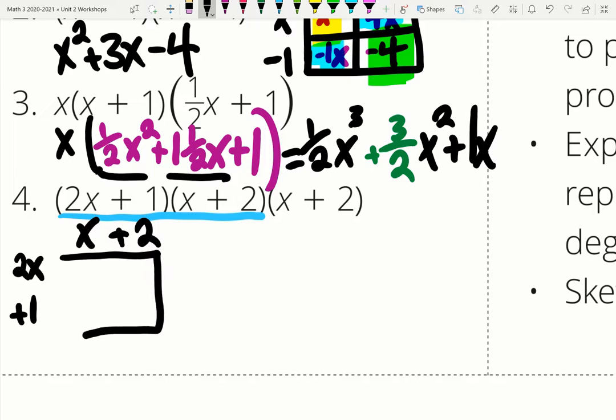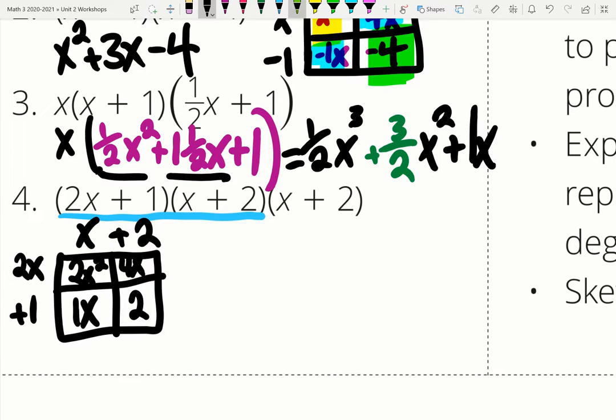There's going to be 4 entries. 2x times x is going to be 2x squared. X times 1 is 1x. 2 times 2x is 4x. And 2 times 1 is 2.